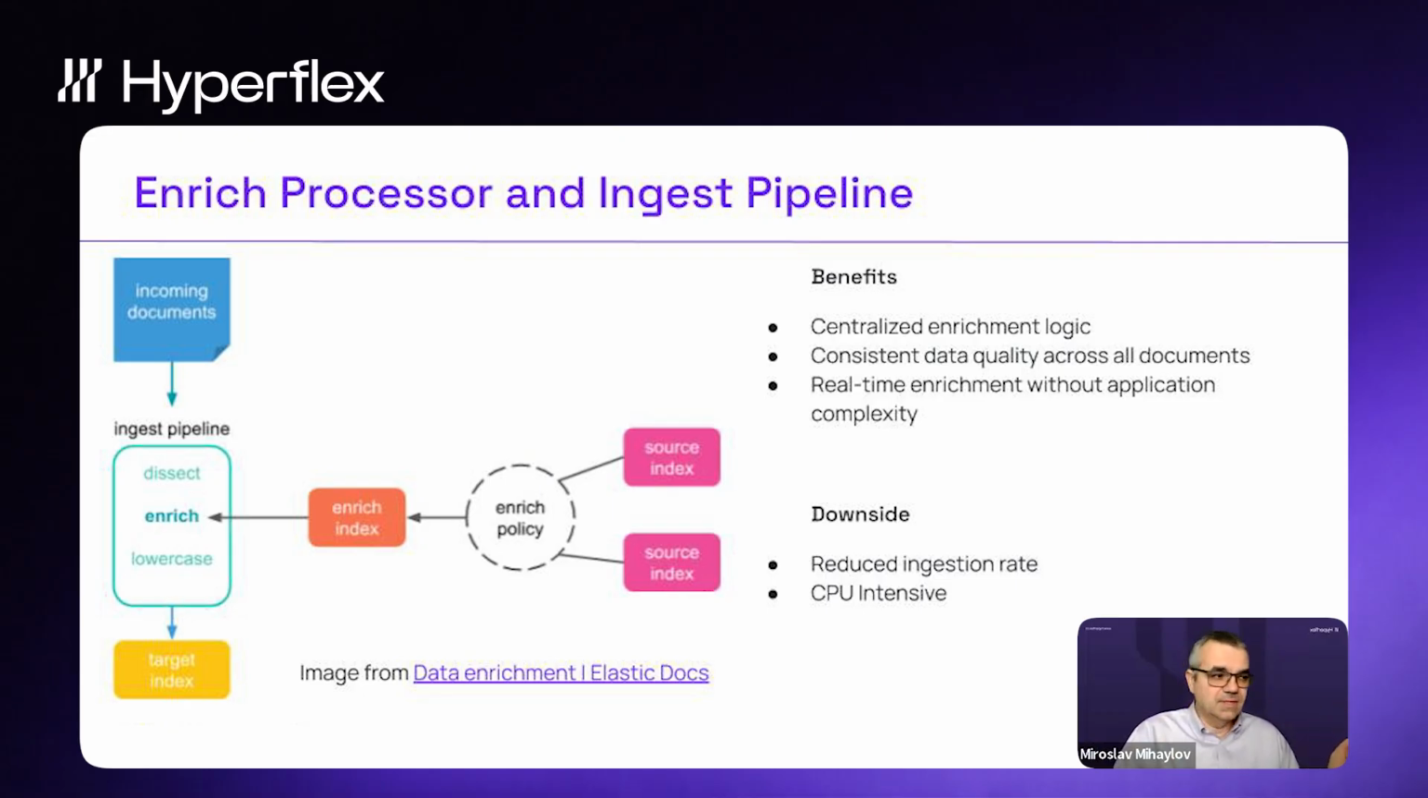And later on, there are also inference processors, so we can call an LLM on the fly, or some ML model, for additional categorization and such. So yeah, the benefit is centralized logic. The downside is that it reduces ingestion speed a little and requires more CPU and more resources.